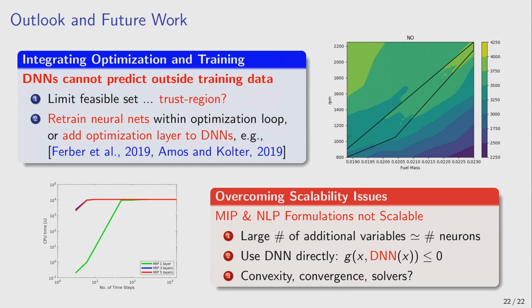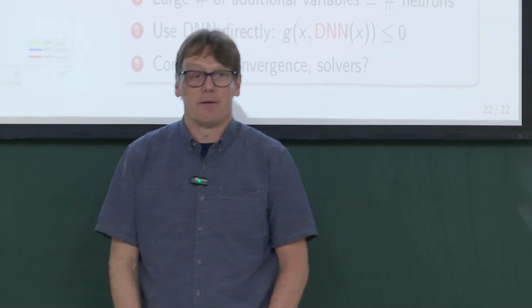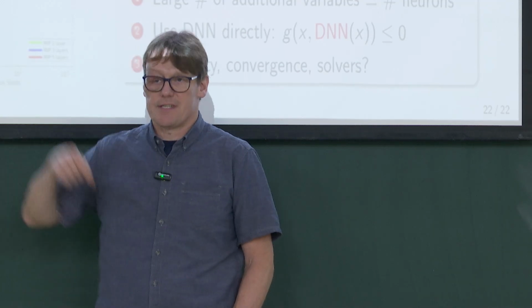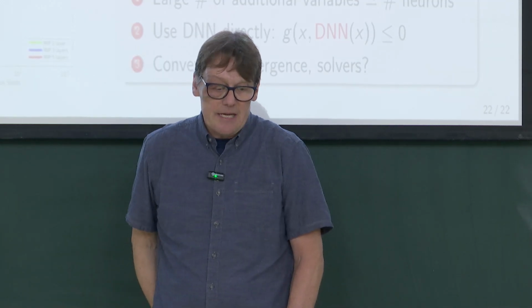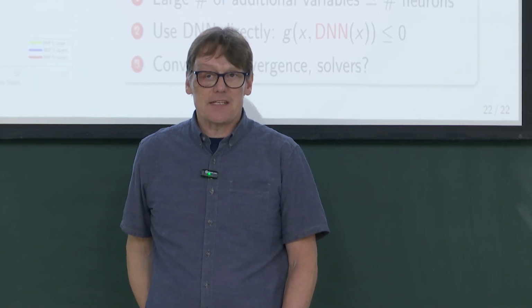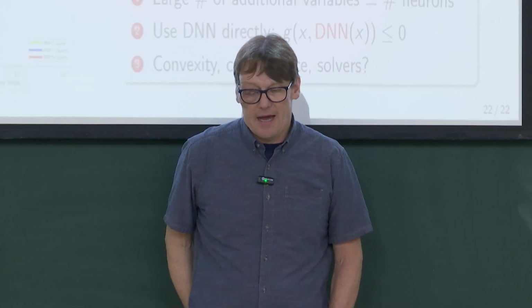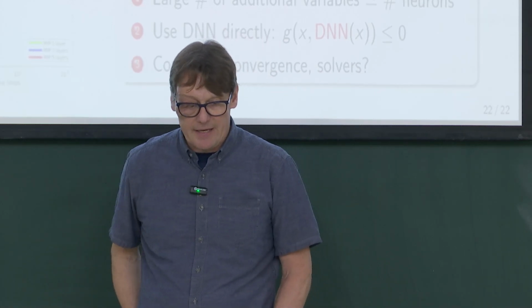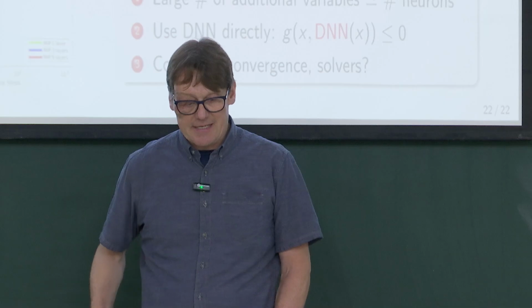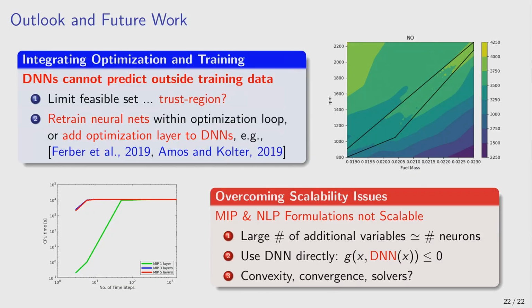And for those, it would simply be prohibitive to add a binary variable for each of those little neurons that you have. So we need to find ways of making these algorithms more scalable, and maybe finding ways of doing integer programming at scale there. And then there are questions about convexity and convergence of solvers that are quite challenging.